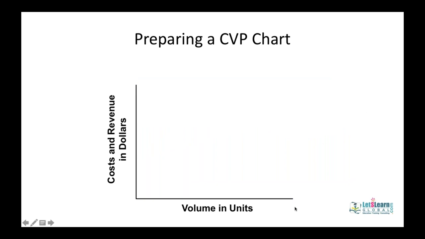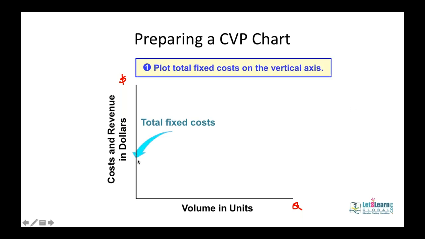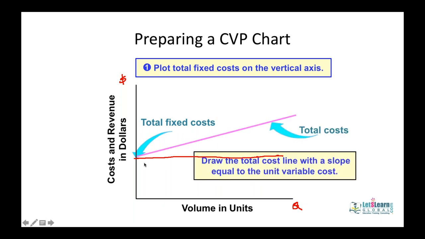As you know, the horizontal axis is used for quantity and the vertical axis is used for dollars. Fixed costs remain constant here. This is the fixed cost portion, which will remain irrespective of the activity level. You can say that this is a fixed cost line. Now fixed cost plus variable cost will give you total cost. See, this portion is fixed cost and variable cost is added there. It becomes total cost, so this is the total cost line.